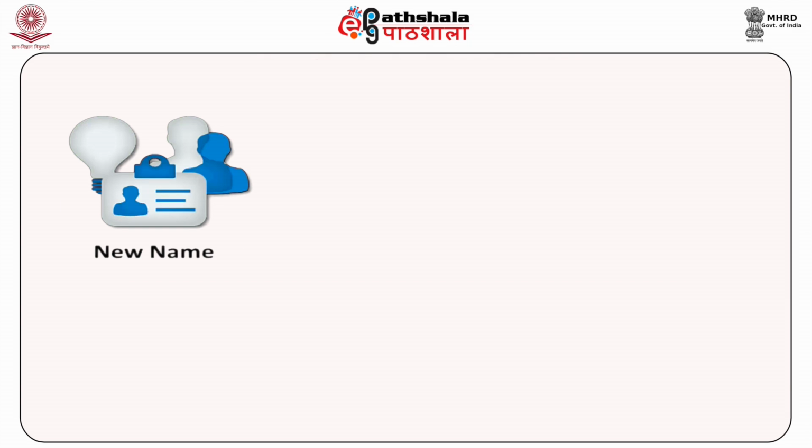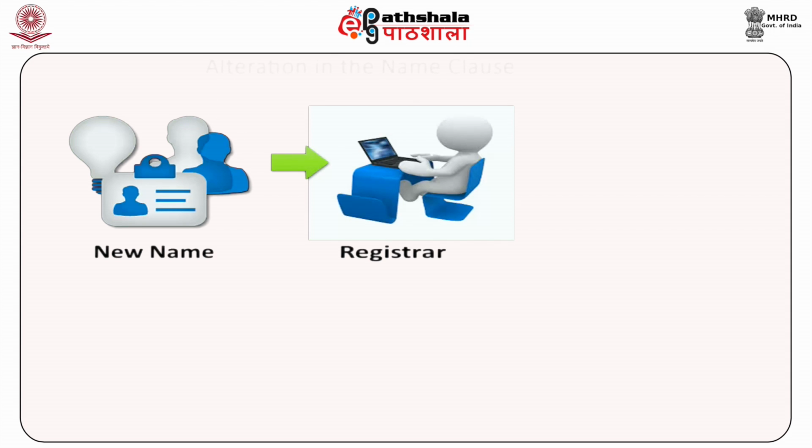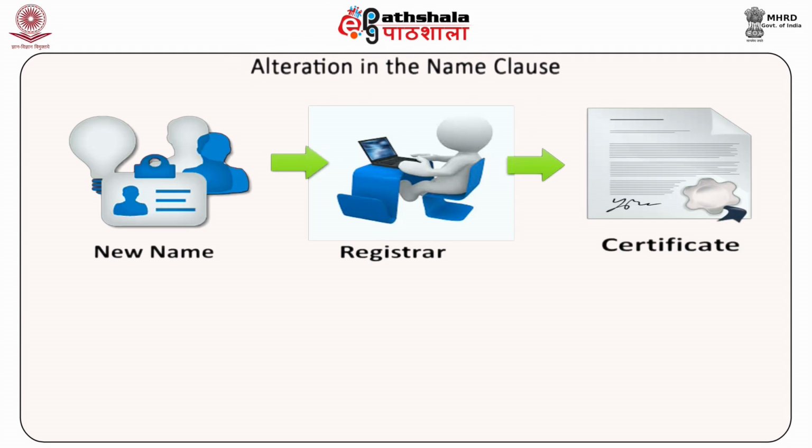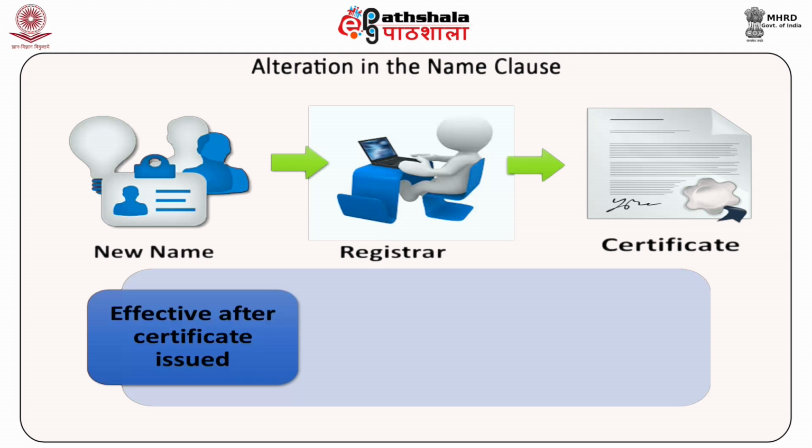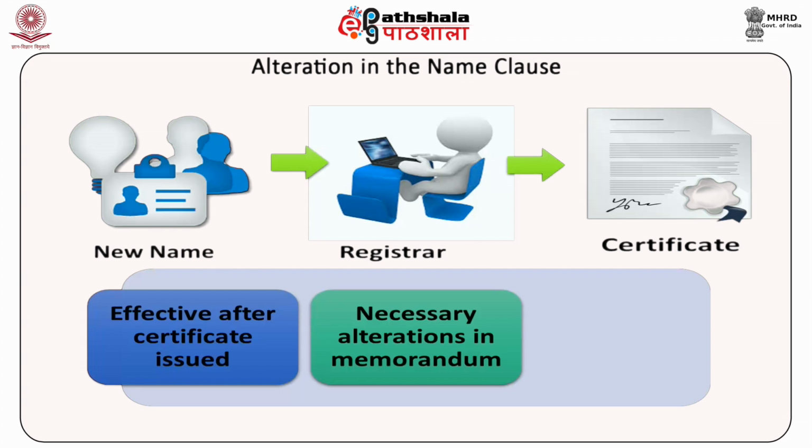The new name must be notified to the registrar, who will enter the new name in the register in place of the former name and shall issue a fresh certificate of incorporation with the necessary alteration embodied therein. The change of name shall be complete and effective only on the issue of such a certificate. The registrar shall also make necessary alterations in the memorandum.